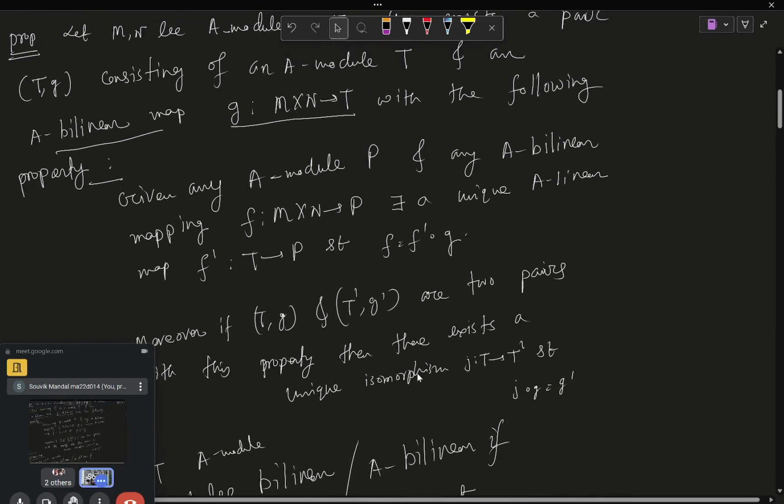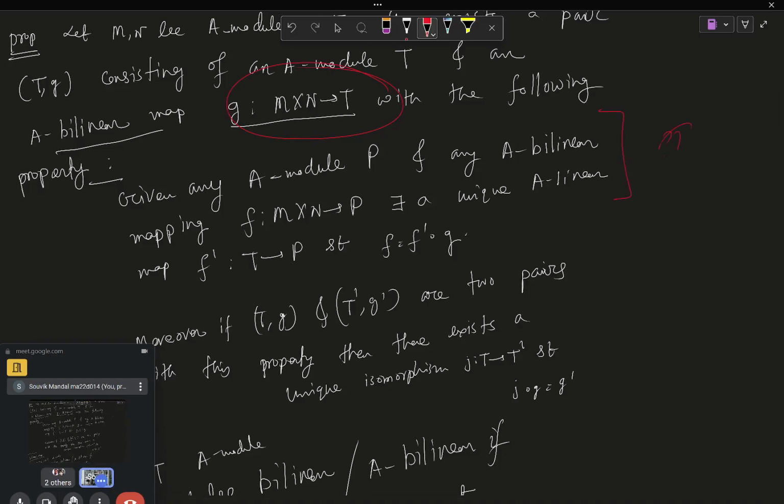So what do you get? Till now we get our G. Now we need to check whether this property is satisfied or not. What is the property? If we have any module P and any bilinear map, then we should get a unique map from the tensor product M tensor N to P. Let me write it down.